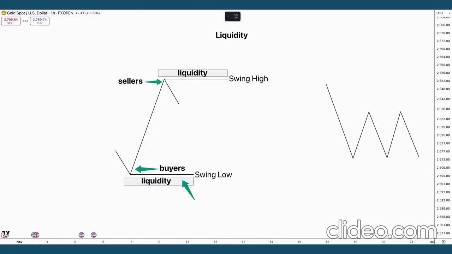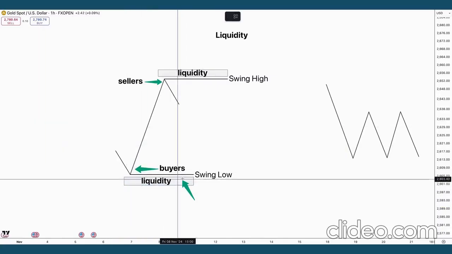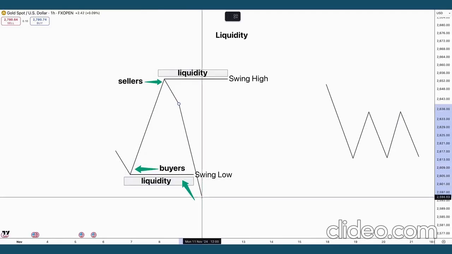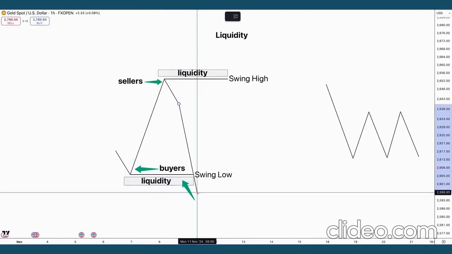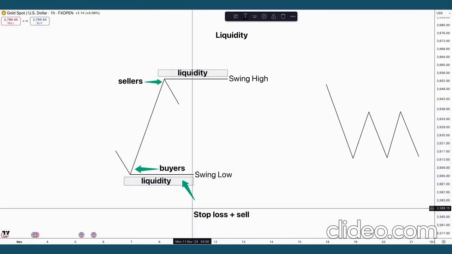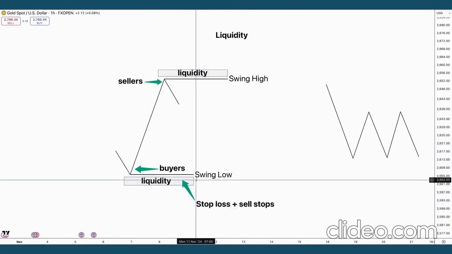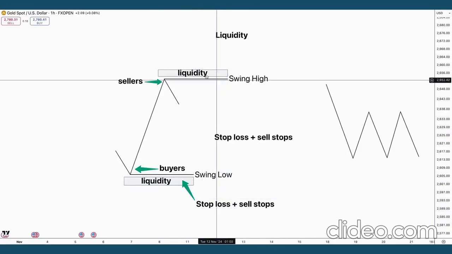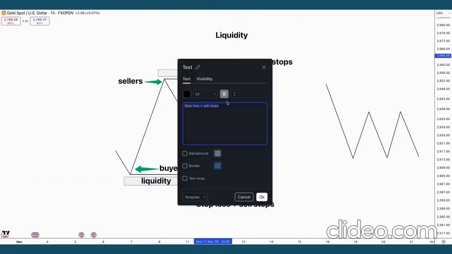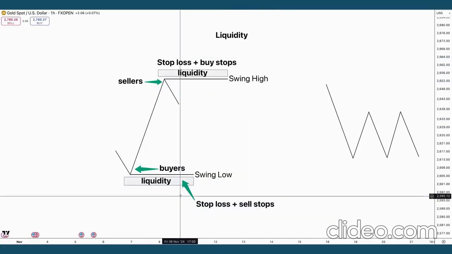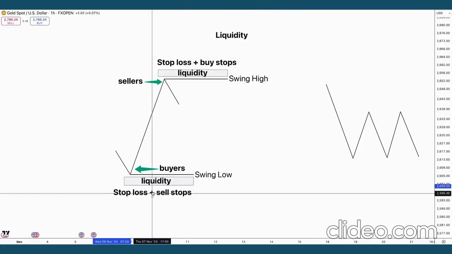As well as this, we have breakout traders who would have sell stop orders here, thinking if the market comes and breaks through this low, I want to be triggered into a sell to take the market lower. So we have stop losses and we have sell stop orders under here in the thousands, which creates liquidity. We have the same up here at the top, but we have stop losses for sellers, and then we have buy stops as well. So there's a whole lot of orders, transactions awaiting at the highs and the lows.